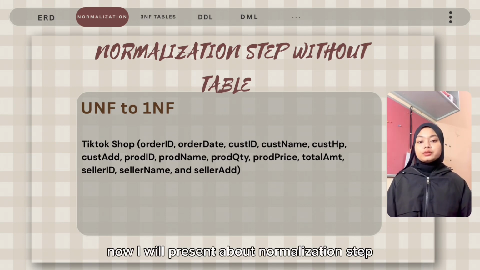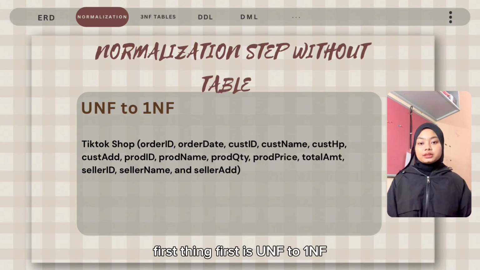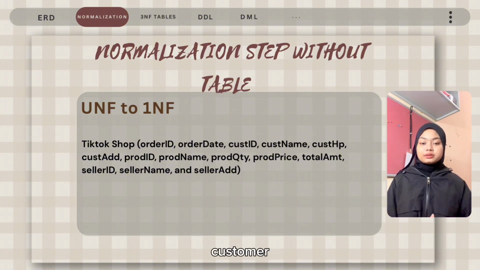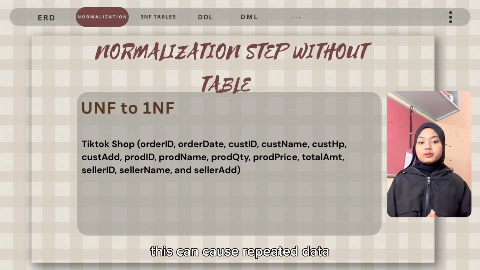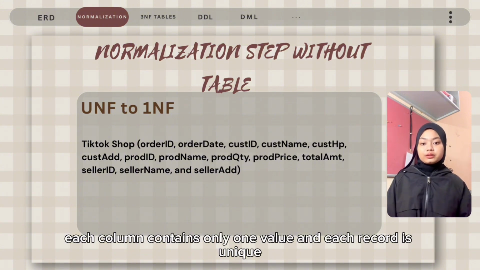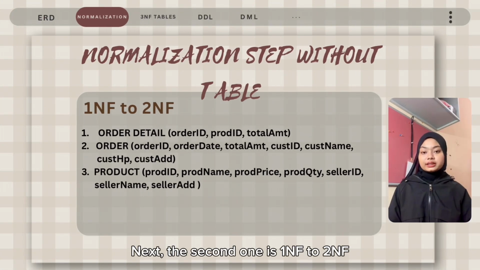Now I will present the normalization steps. First is UNF to 1NF. In UNF, all the order, customer, product and seller information is stored in one table. This can cause repeated data. In 1NF, we make sure each column contains only one value.